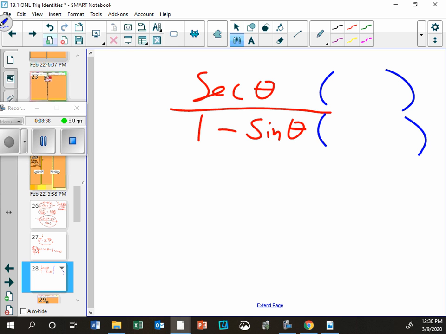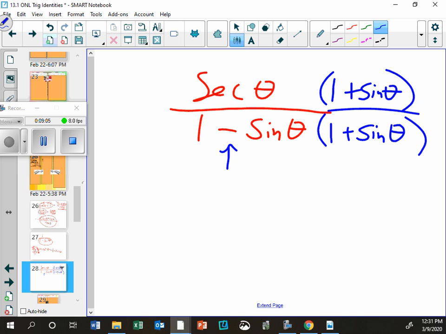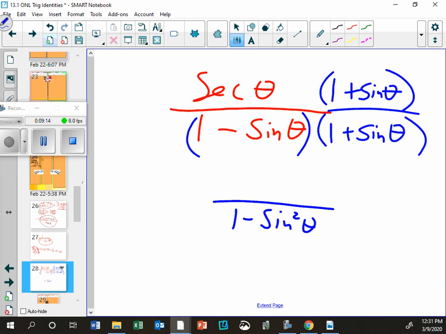Conjugate. Everybody please multiply this by, who knows the conjugate of 1 minus sine? Yes? 1 plus sine. Good. Everybody do that. That's the conjugate. You just have to change the sign. That's all you got to do. Change it to the opposite sign. Why is there some magic to that? Because the bottom turns into 1 minus sine squared. Where have you ever seen that before? What's 1 minus sine squared actually equal to? Cosine squared.